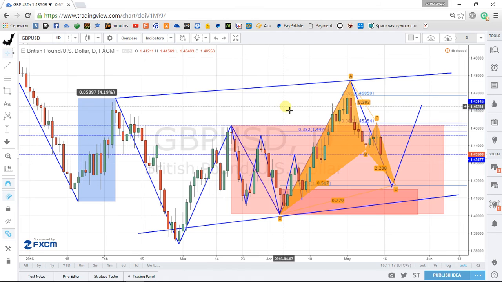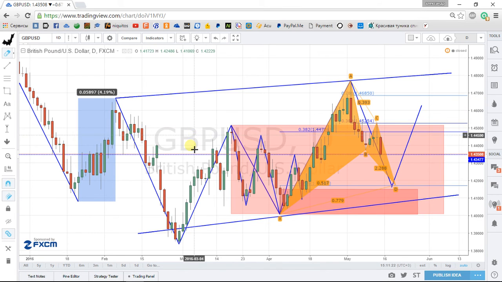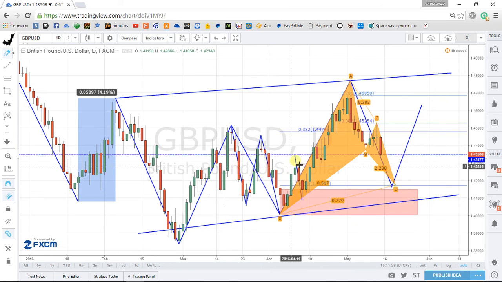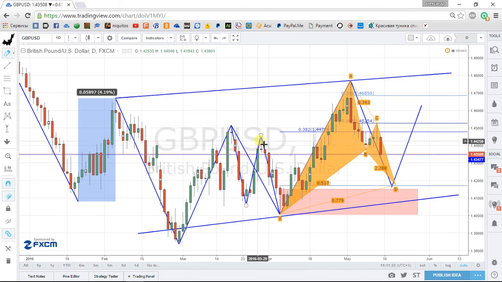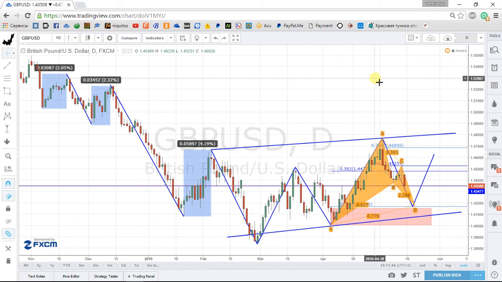Let me delete the stuff that is not needed, and the setup will become very clear. Boom. No need for these rectangles, only this to this. And once again. Okay, so it's enough for that.